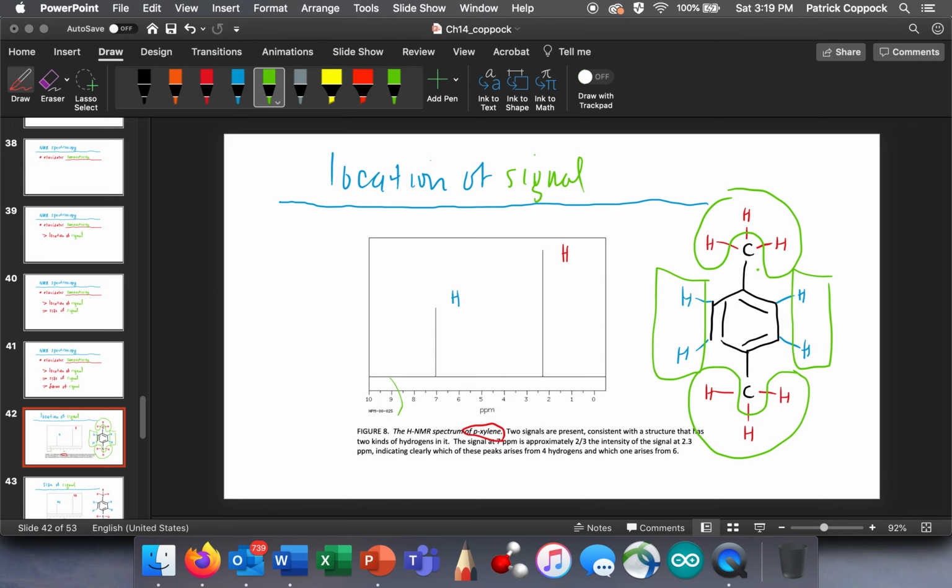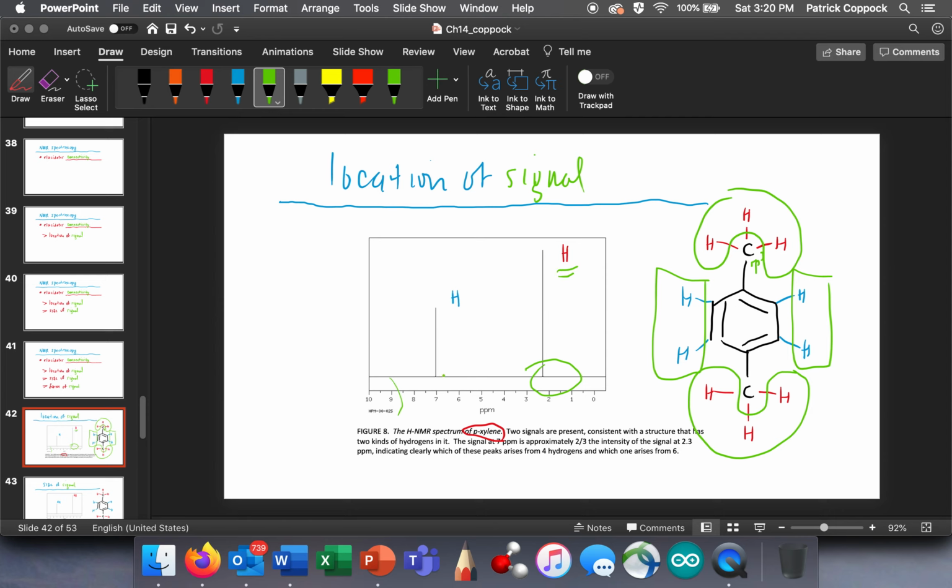Now, if you see an sp3 hybridized carbon with a hydrogen on it, it's going to show up roughly in that range right there. And sure enough, that's what we see right here. It shows up just a little bit over 2.3, I guess, and that's the red hydrogens.